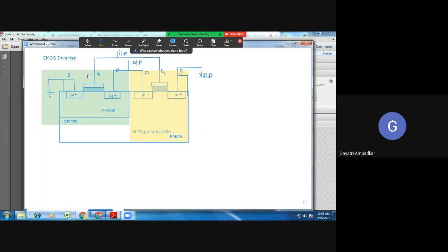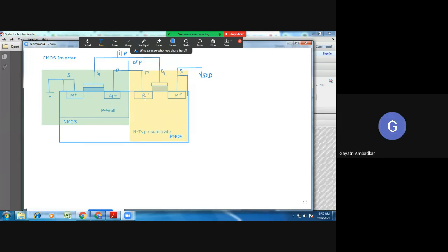Okay, NMOS and PMOS are connected in series. Understood? Is the construction of CMOS clear? Yes, ma'am. Everybody, the construction is clear? Good.